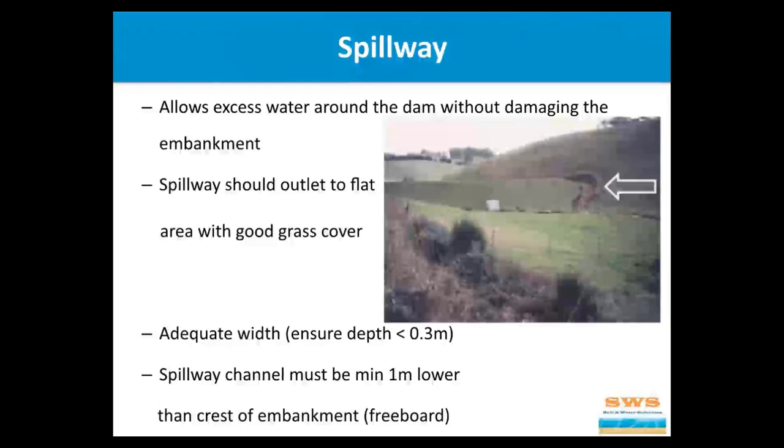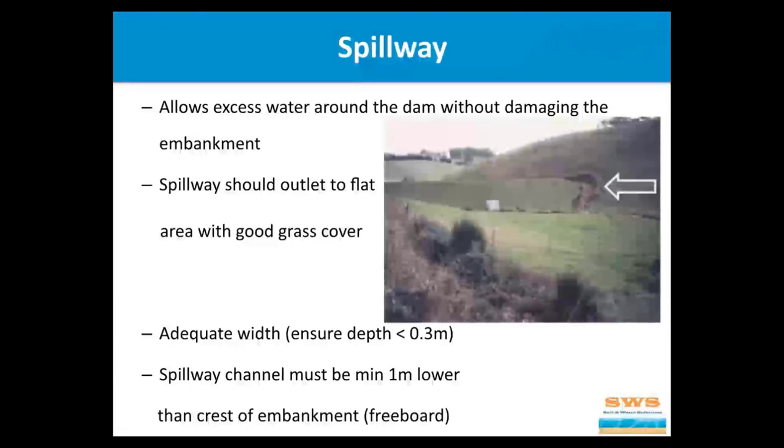And our spillway, we would like to be as flat as possible and discharge onto a flat, open, well-grassed area. We want the width wide enough to ensure that our depth of flows are under 300 millimetres, because as the flow depth of the spillway increases, so does the velocity of the water. And as the velocity of the water increases, we've got the potential for erosion and scouring of our spillway. So a grass spillway can generally handle water flow at about 3 metres a second adequately.